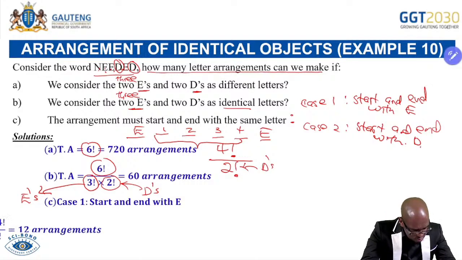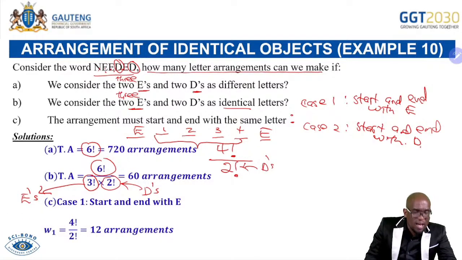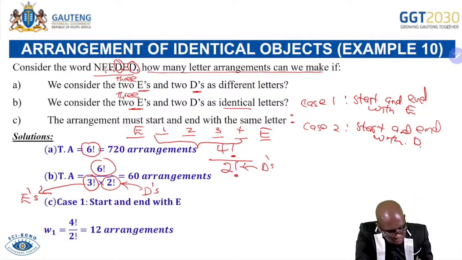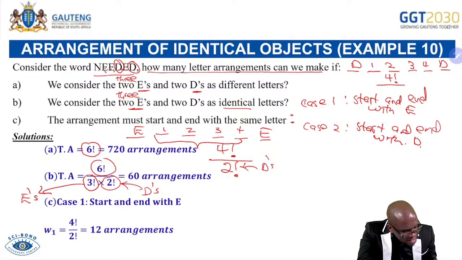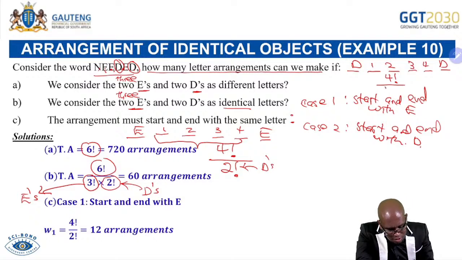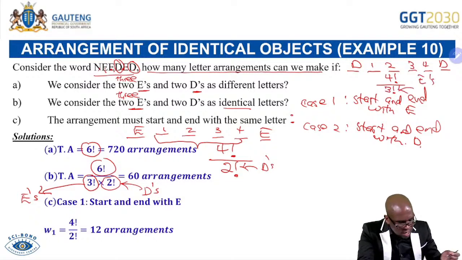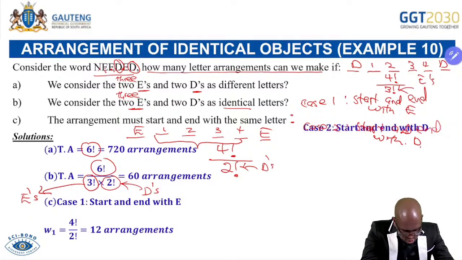So if you start and end with E, then you'll have 4 factorial divided by 2 factorial, like that. Now, if you start and end with D, you are left with 1, 2, 3, and 4. So this would be 4 factorial for the 4 letters that remain. But in those 4 letters, you have 3 E's. So you're going to divide by 3 factorial, and this 3 factorial is for the E's. So that's what you have there.